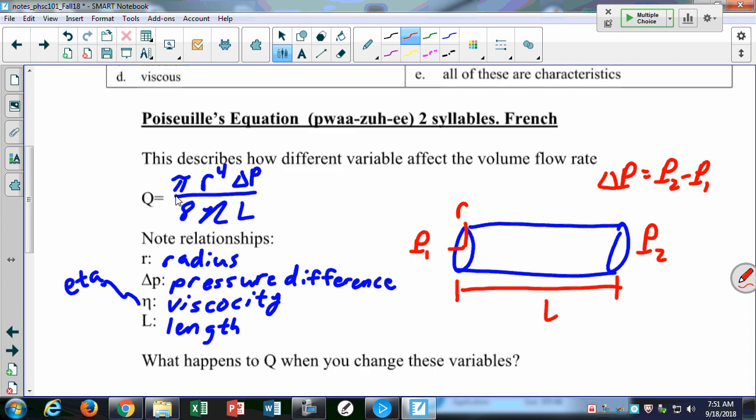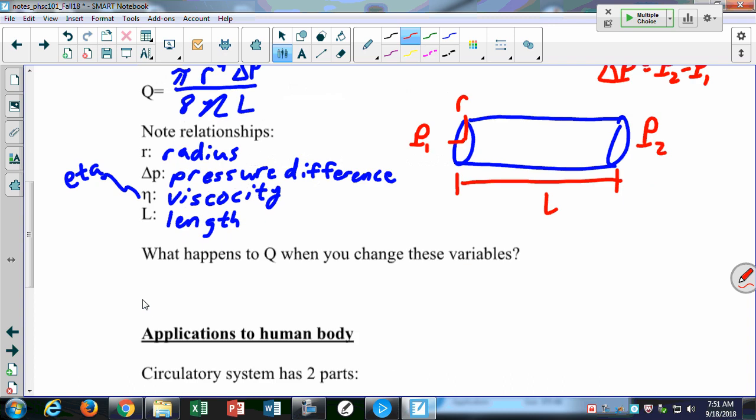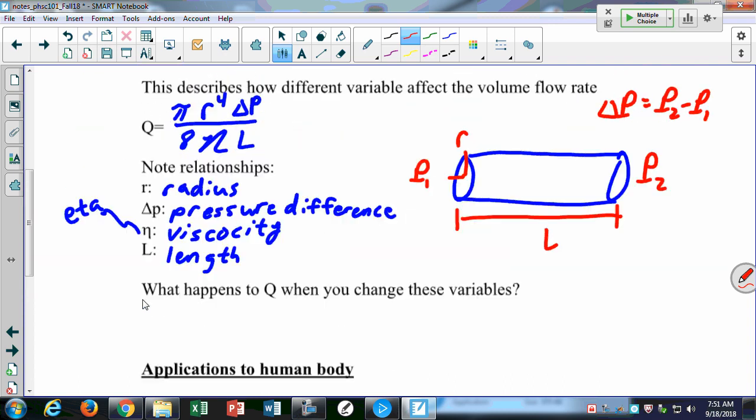So what happens to Q when you change these variables? Well, as you notice, Q is most dependent upon which of these variables. If you change which of these variables, what changes Q the most? Which variable, if you change it, will change Q the most? Well, let's take a look at the equation. I have pi r to the fourth delta P over 8 eta L.